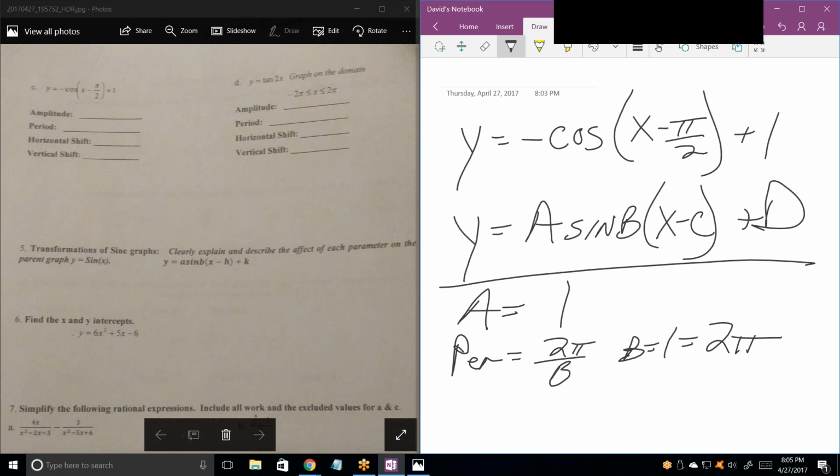And what's the horizontal shift? Oh, I love it! Finally a trig course that calls it a horizontal shift instead of a phase shift. I've been wanting them to do that for years. What is the horizontal shift? Pi over 2. Which way? To the right. And finally, what's the vertical shift? Up 1.